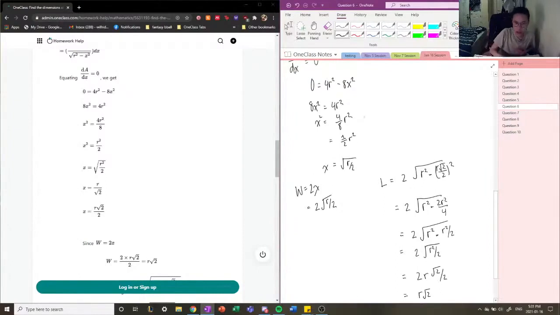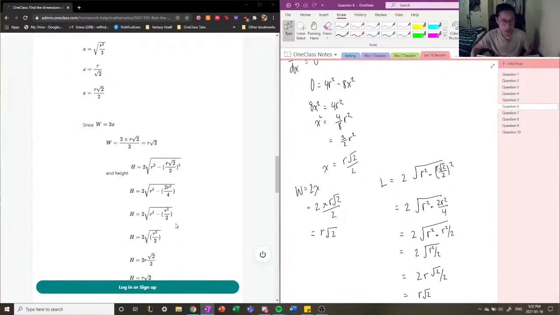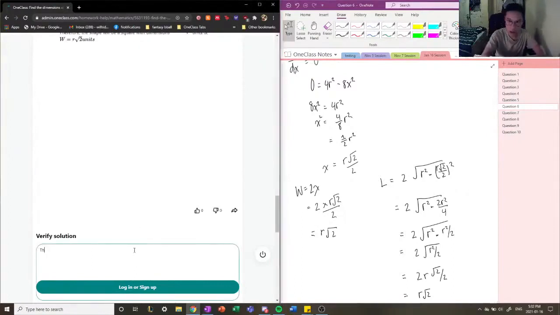Wait, sorry. I think my x is wrong actually, now I'm looking at it. X should be, sorry, so this is actually wrong. This should be 2 times r root 2 divided by 2. This equals r times root 2. Okay? Alright, so the solution is correct and we can move on.